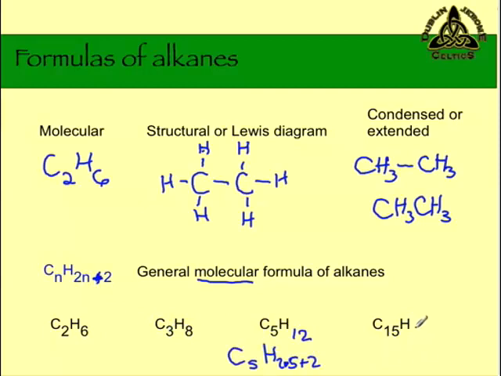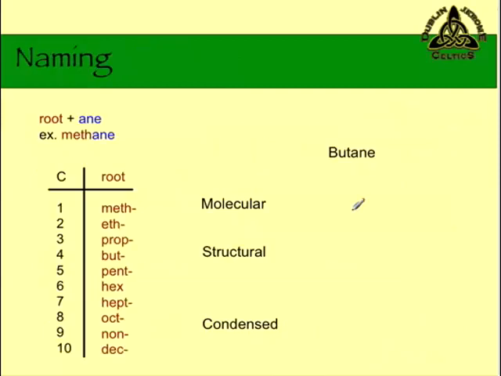All right, welcome back. Hopefully that was a quick pause. So C15H32. 15 times 2 is 30 plus another 2 makes this 32. All right, so now you know how to figure out the general molecular formula of alkanes. We're going to move on.